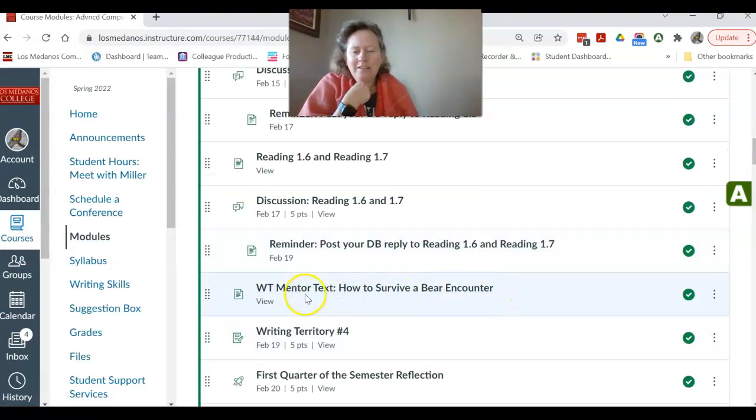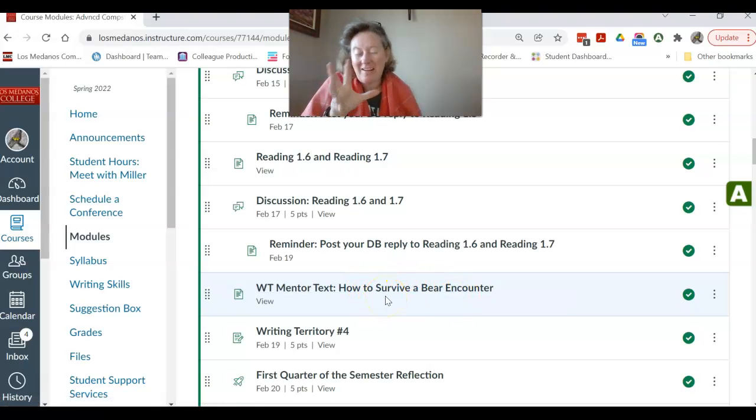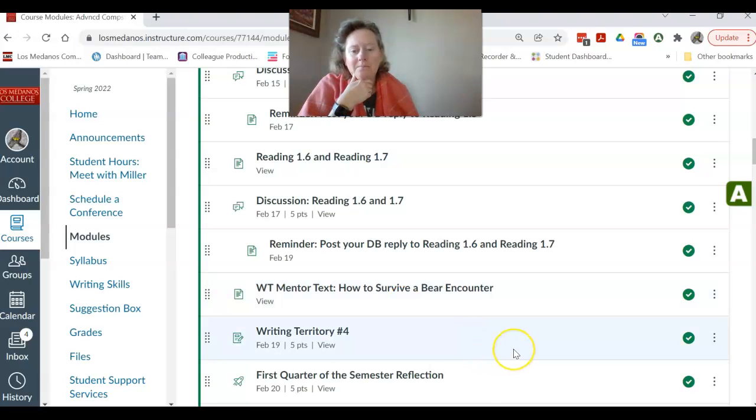Your mentor text this week is called How to Survive a Bear Encounter. It's actually a really kind of funny article. But your writing territory skill that you're focusing on this week is the colon. And so there's a video in here, a reminder about the colon. Most of us know what it is, but most of us don't ever use it. And so the goal is to really try to incorporate it into your writing.